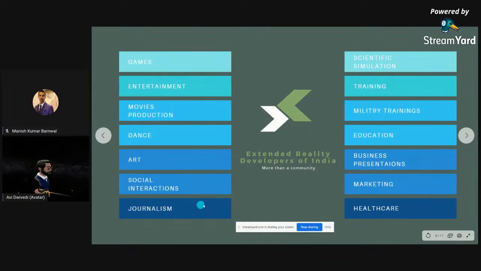And let's also talk about journalism. People are doing journalism in virtual reality. There is new media VR, and a lot of companies are doing journalism in virtual reality. Scientific simulations are being tested in virtual reality. Trainings are there, military trainings are there, business presentations are there. Marketing is there. I'm giving you a presentation through virtual reality. Healthcare is a major sector, and I have even worked in healthcare using XR. That is a pretty deep and scientific industry, with high quality jobs. So almost every sector you could imagine is already using virtual reality in one way or another.